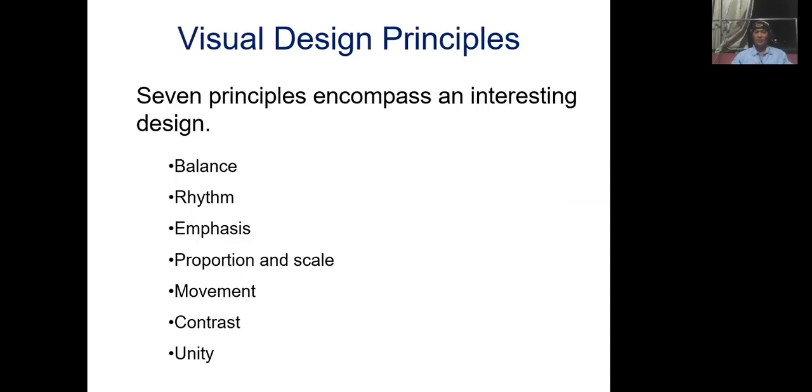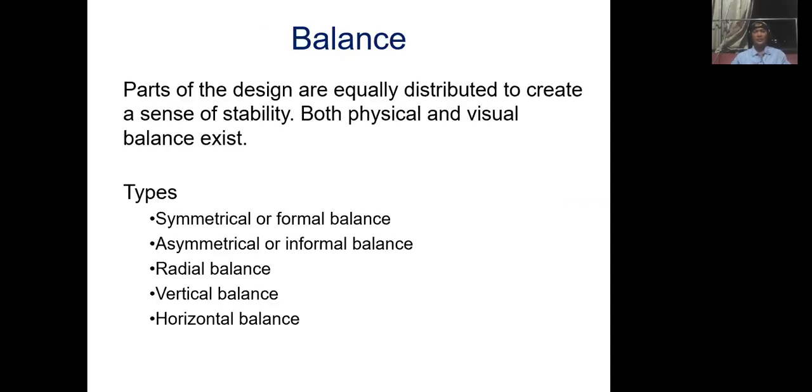Now our main lesson for today is about visual design principles. These seven principles encompass an interesting design. We'll be talking about balance, rhythm, emphasis, proportion and scale, movement, contrast, and of course, unity. When we talk about balance, parts of the design are equally distributed to create a sense of stability. Both physical and visual balance exist. We have these different types of balance. We have symmetrical or formal balance, which we will be discussing individually.